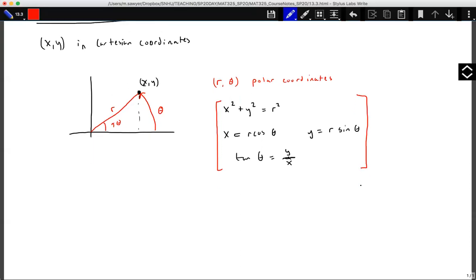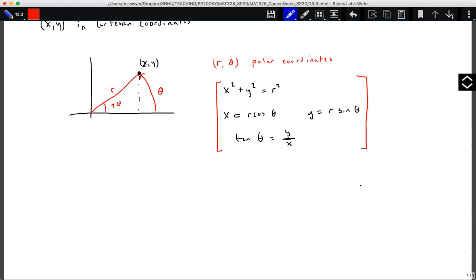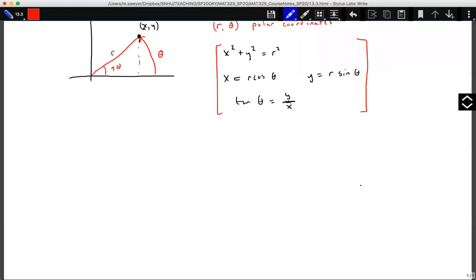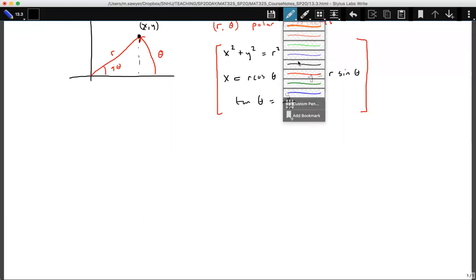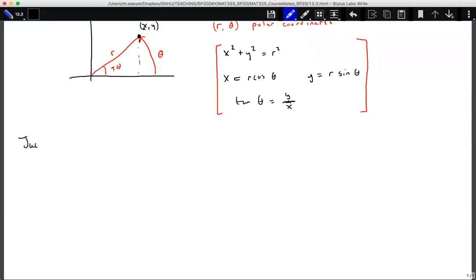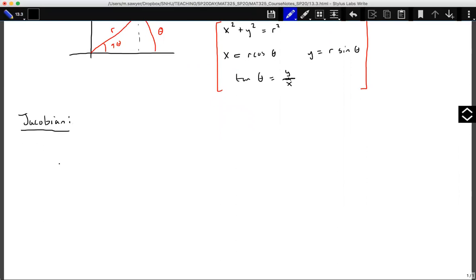So one thing to note is that when we do a transformation between polar coordinates and Cartesian coordinates, we have to account for the change in area, just as we did in U substitution. And we'll talk about that with the Jacobian. And so with the Jacobian, let's refresh ourselves with U substitution. So let's first recall the idea of U substitution.